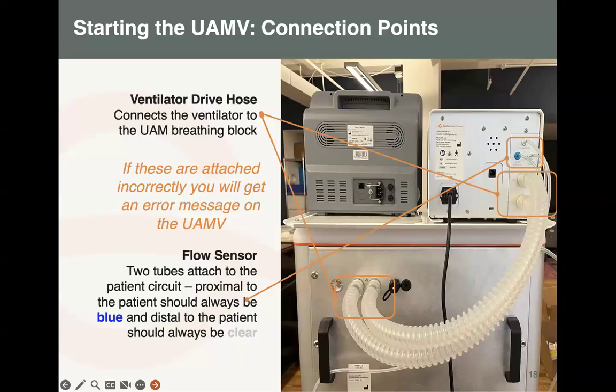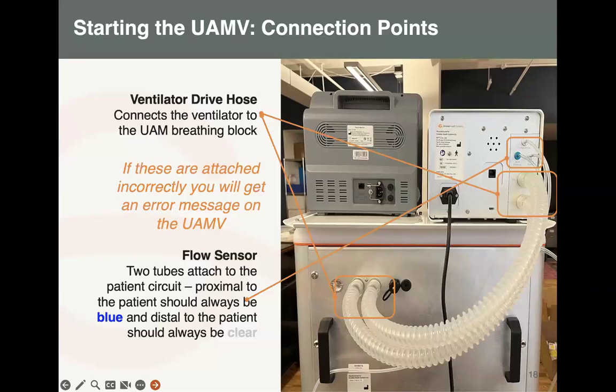Once that is done for the ventilator drive hose, you also have to connect the flow sensor. And here there are three tubes, and two of them are labeled. There are two characteristics which always label them. One of them is the size of each. They are kind of different, but also the color. So there's no way you would mix them.